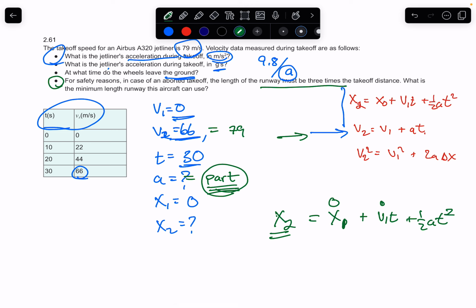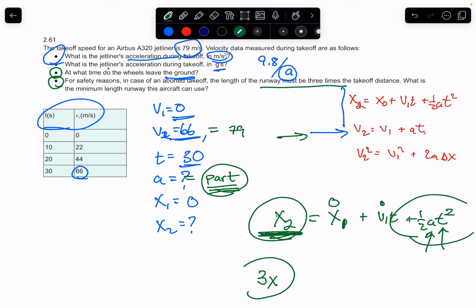Now we have to know the time at the takeoff speed, which was the answer from part C. So part C's answer is the time that you go here. A is the acceleration you calculated in the first part. Woo! And then you're going to get how long the runway needs to be. Now that's minimally, because then you'll have to multiply that number by 3 to get the overall answer.